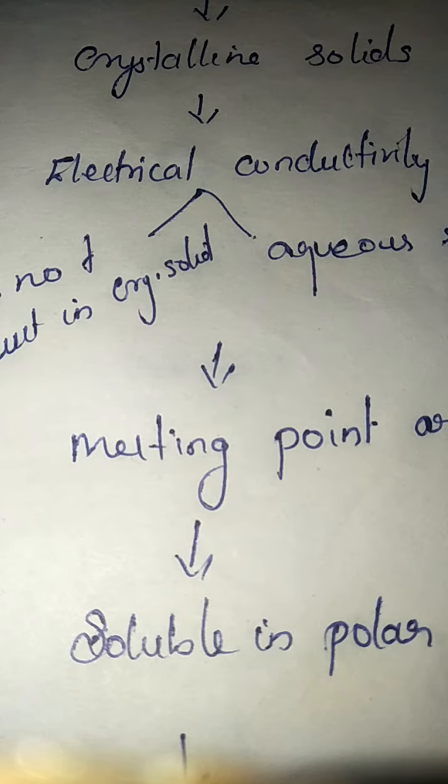So the melting point as well as the boiling point is relatively high when compared to the other two. Which one is relatively high? The ionic bond's melting point is relatively high.